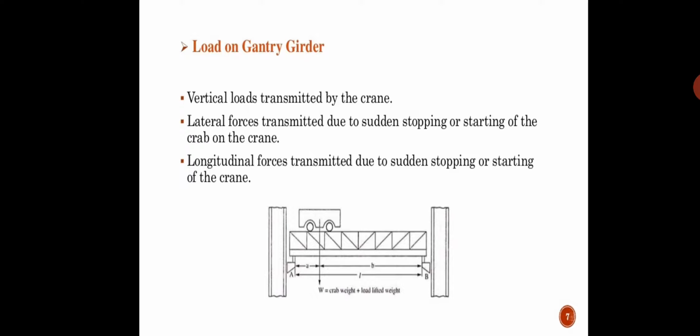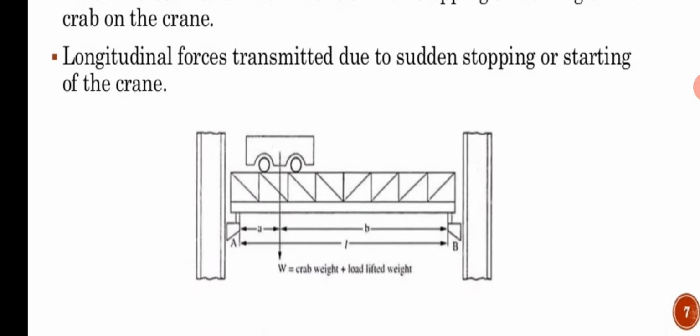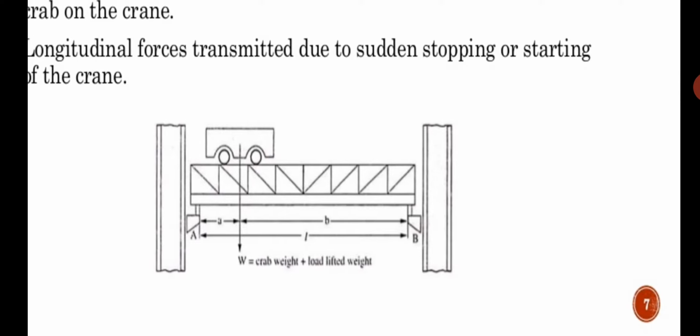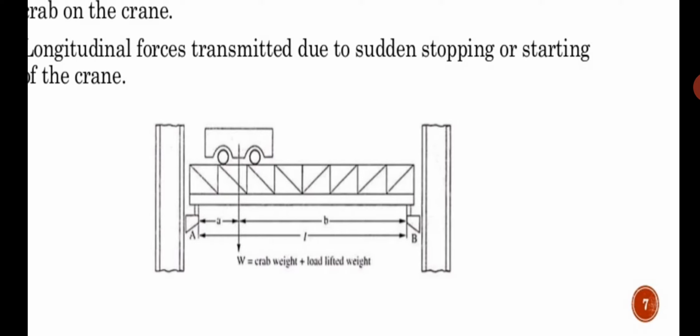So you can see the figure of the arrangement of the crane girder. Here you can see the truss, below which the crab or trolley moves, and A and B are the brackets on which the gantry girders rest. The gantry girders move longitudinally throughout the workshop, and the crab or trolley moves parallel to the gantry girder.